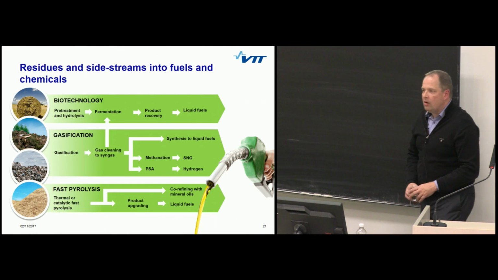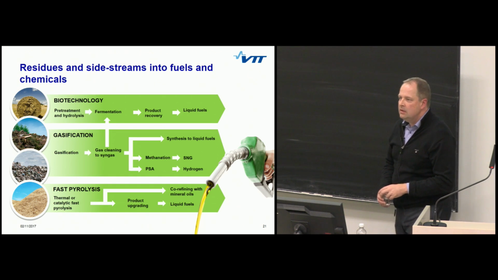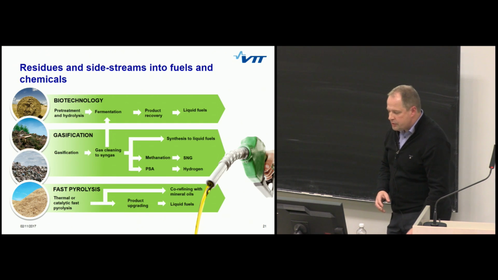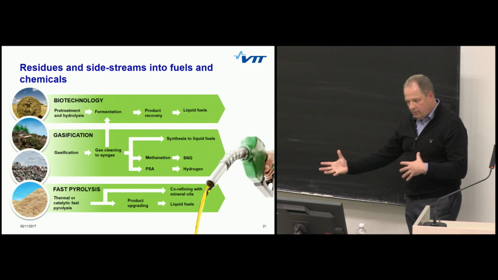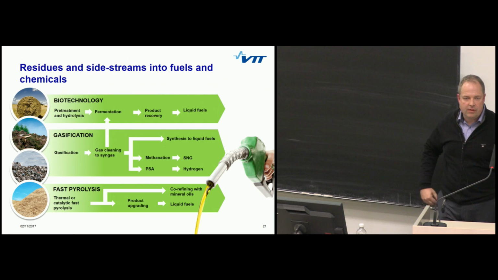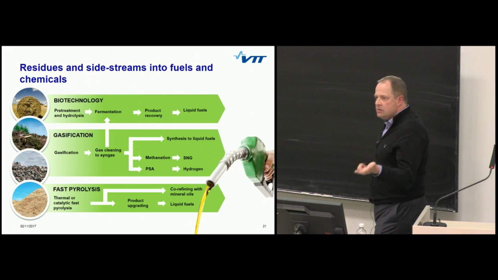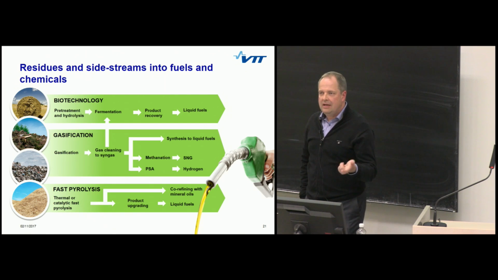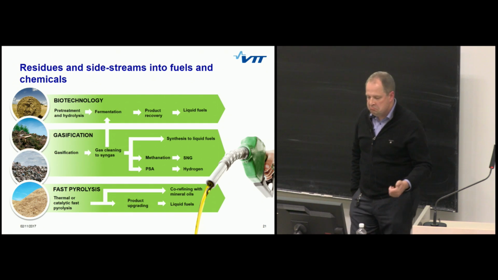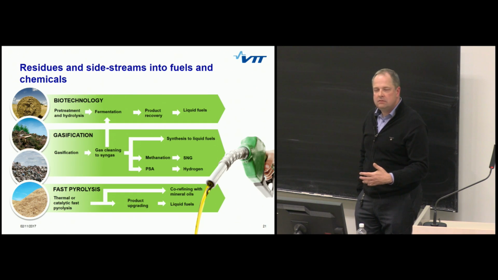So what do we work on? On the other side of the street, when it comes to the residues and side streams, we work on three technologies. We work on industrial biotechnology. So basically converting lignocellulosic raw material, cellulose, into glucose, and the glucose then through fermentation into alcohols or chemicals.